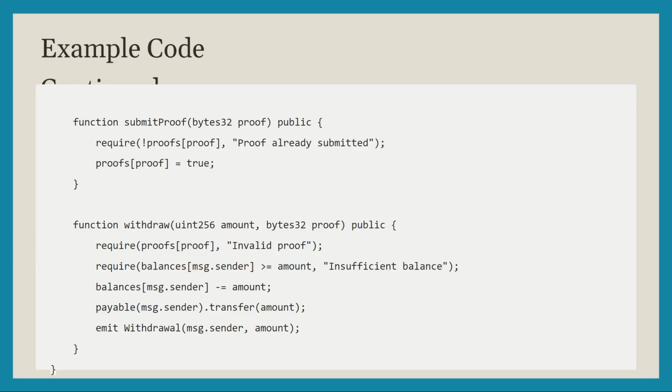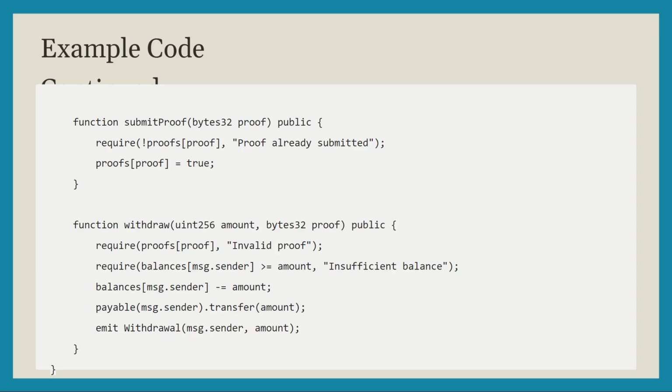Next, you have the submitProof function. It allows users to submit a proof. It takes a proof parameter, which is a hash of the proof, bytes32. The public keyword makes the function callable by anyone. The require statement checks that the proof has not already been submitted, and if the proof is not already in the proofs mapping, it adds the proof and sets its value to true.